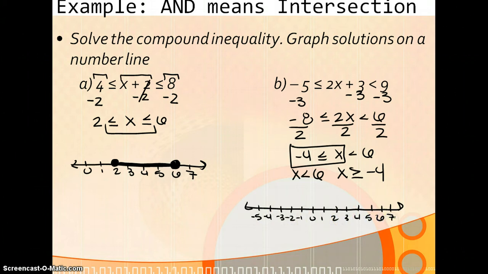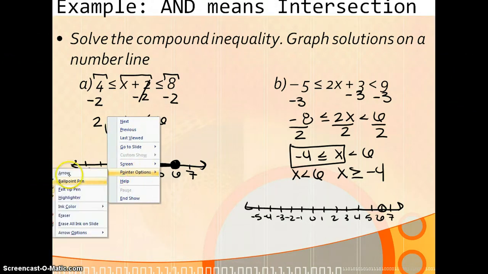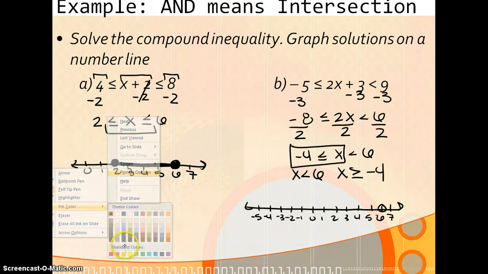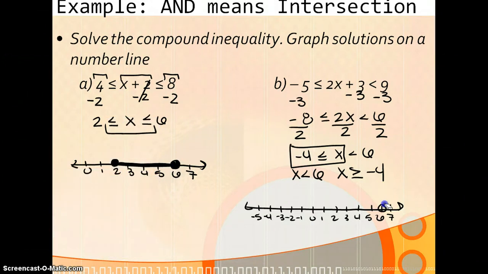Okay. So again, it says x is less than 6. So at 6, you would put an open dot. I'm going to go ahead and change the color real fast. So again, at 6, you would put an open dot, and less than would be pointing to the left. Now, x is greater than or equal to negative 4 means you're going to put a closed dot at negative 4, and your graph would be pointing to the right.